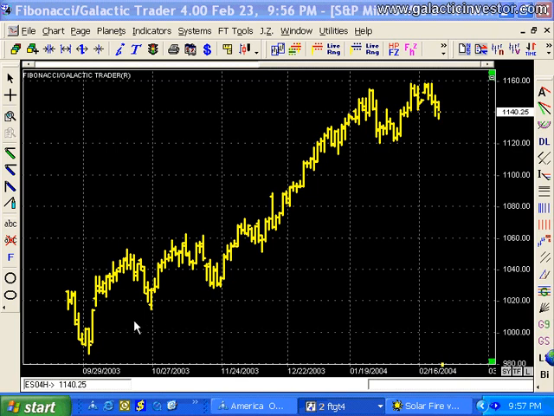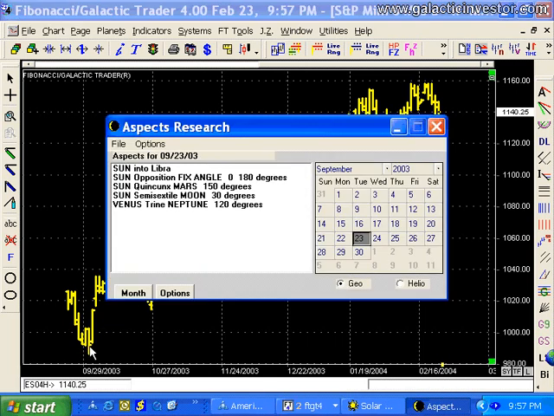A great way to start out here is to put your mouse on any particular top or bottom and determine what aspects were occurring on that day that triggered the reversal. So we could take this bottom, for example, and click on it, on the 23rd of September 2003, and we had these heliocentric aspects on that particular day.